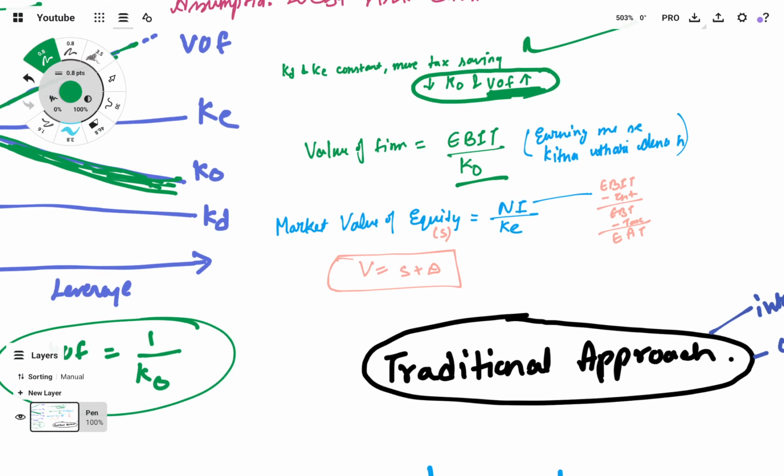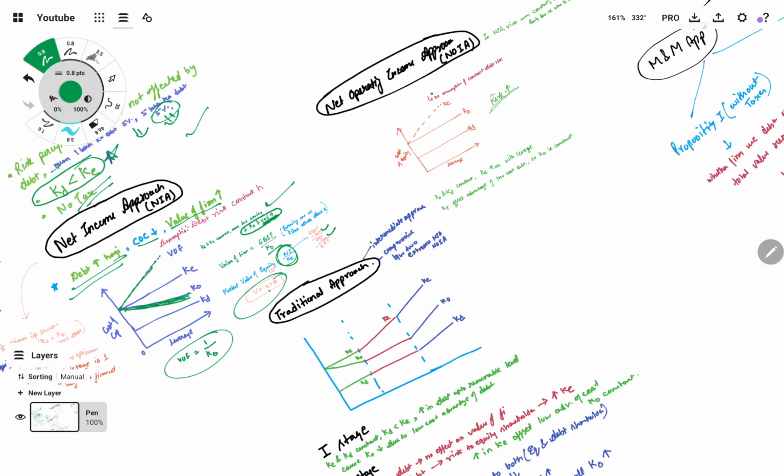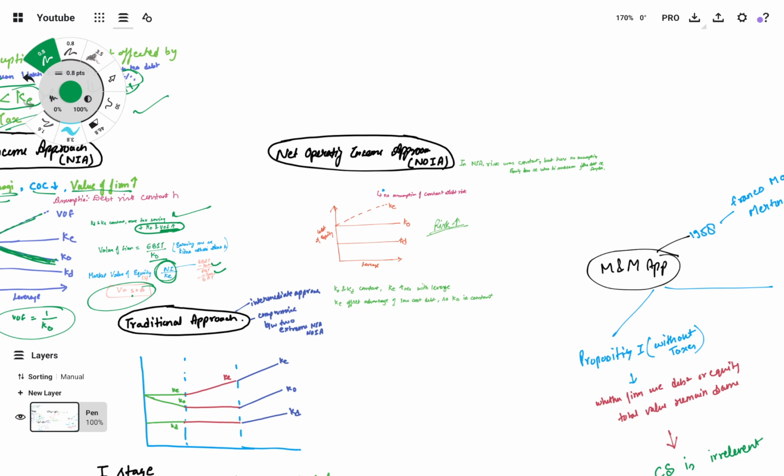Now what is the value of firm? Value of firm is, we can say, the market value of equity plus debt. The formula of market value of equity is net income divided by cost of equity. Here a question comes from: the net income is after deducting interest and tax. Okay, so we have completed this approach, I think within 4 minutes or earlier.